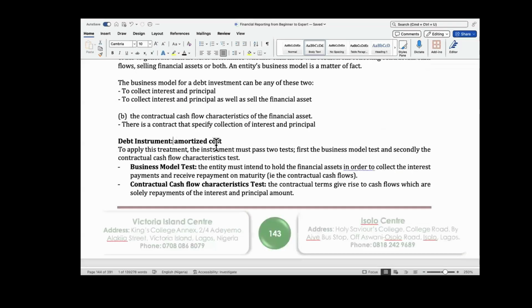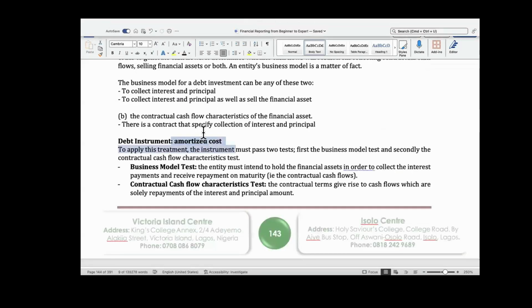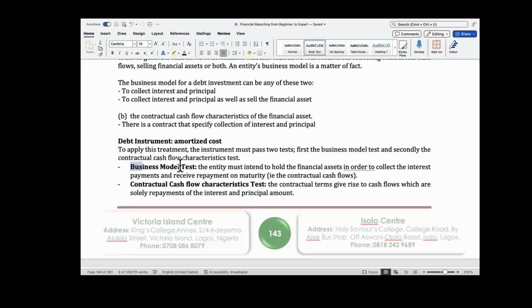For amortized cost, you classify at amortized cost if your business model is that you intend to just collect interest and also receive your principal at maturity. That's all you are concerned about. You have no intention of selling. Your intention is just the interest. Let them just keep paying you interest every year. And at maturity, they should make sure they pay you your principal. That's all you care about.